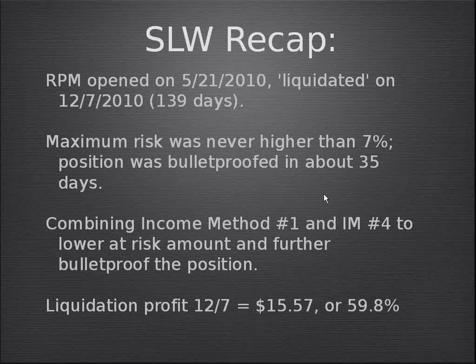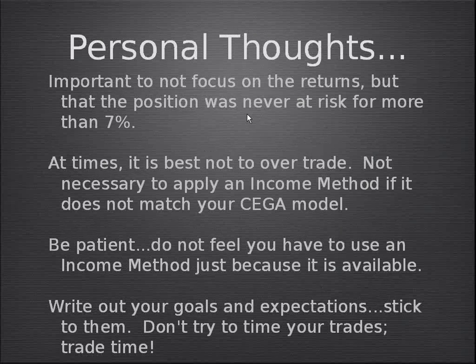The position was bulletproofed in about 35 days, opened on May 21st. We sold the call on June 28th, that first August call, for $1.50. Combining income method number 1 and 4 to lower the at-risk amount and further bulletproof it, and then we have that return there as well. It's important not to focus on the returns. Not every RPM we discuss will come out this way, and I know many of you have seen that before. You've seen Ernie's track record, and you've seen Kurt's track record, of course. But the important thing is that the position was never at risk for more than 7%.